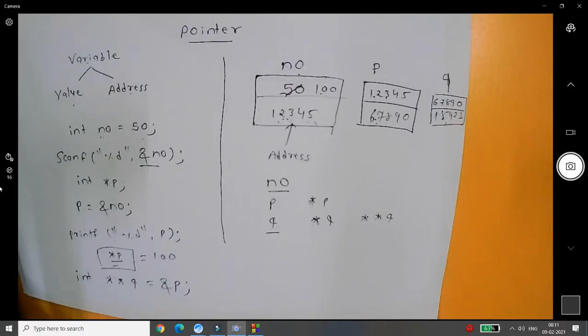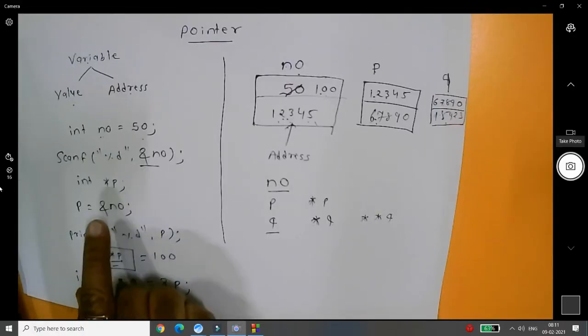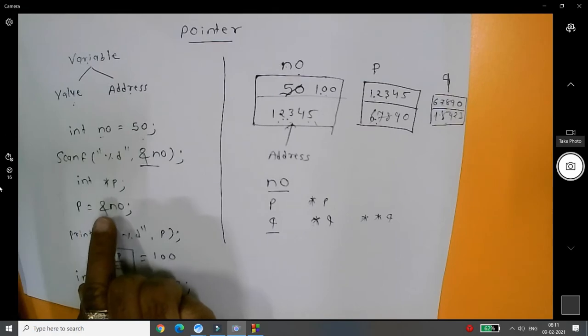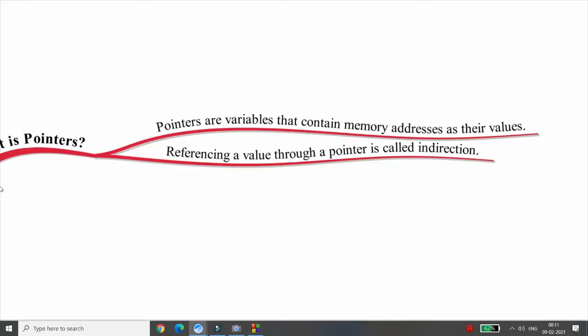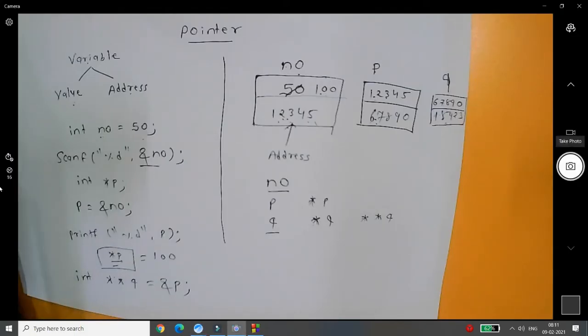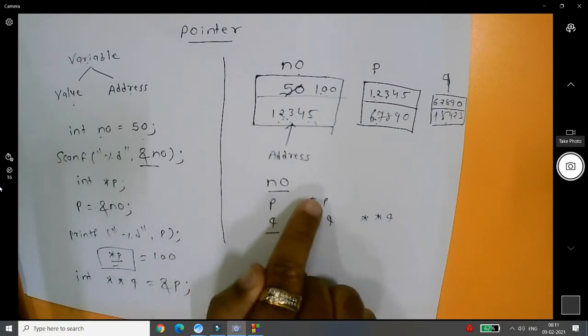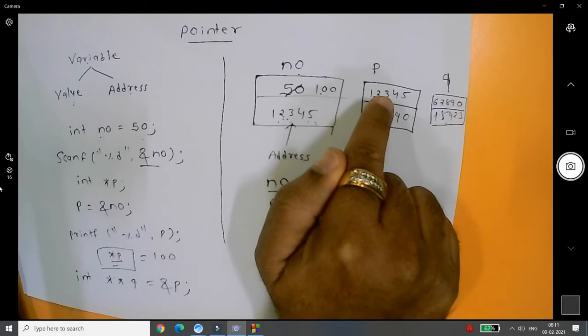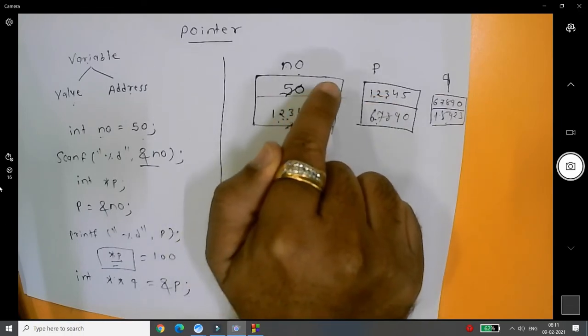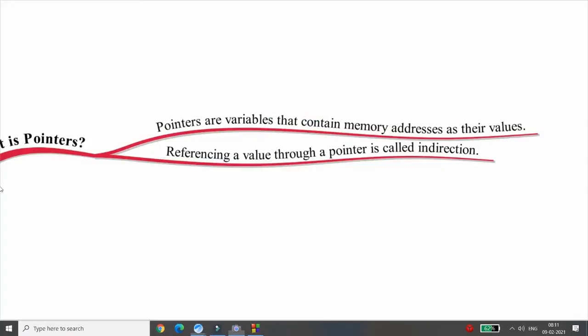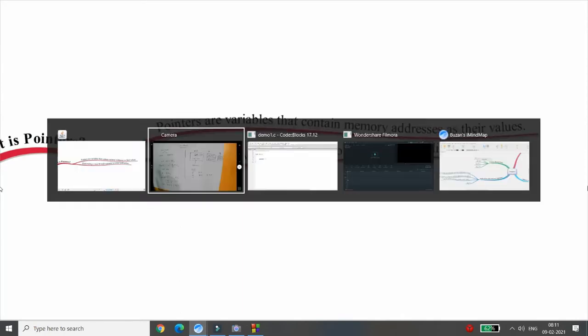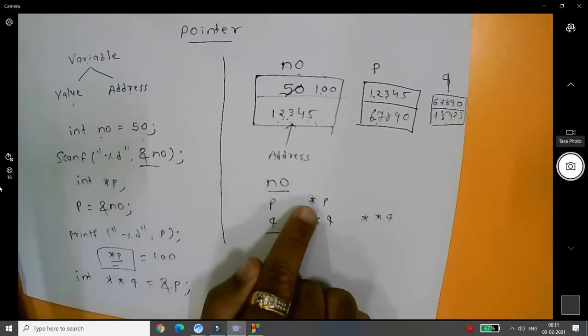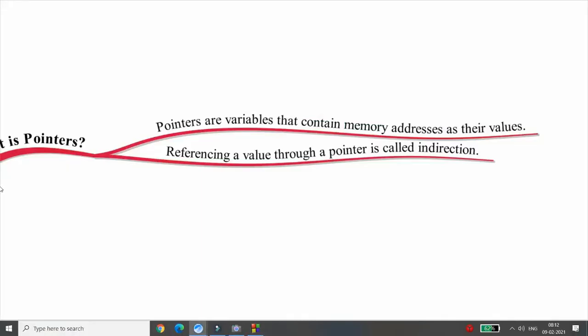For example, if you look carefully over here, a pointer is the variable that's storing the address. That is the first point. And referencing the value, for example if you are writing *p, you are just referencing the value stored at this address, that is 1 2 3 4 5, and the value is 100. So referencing a value through a pointer is known as indirection, and this star is known as the indirection operator.